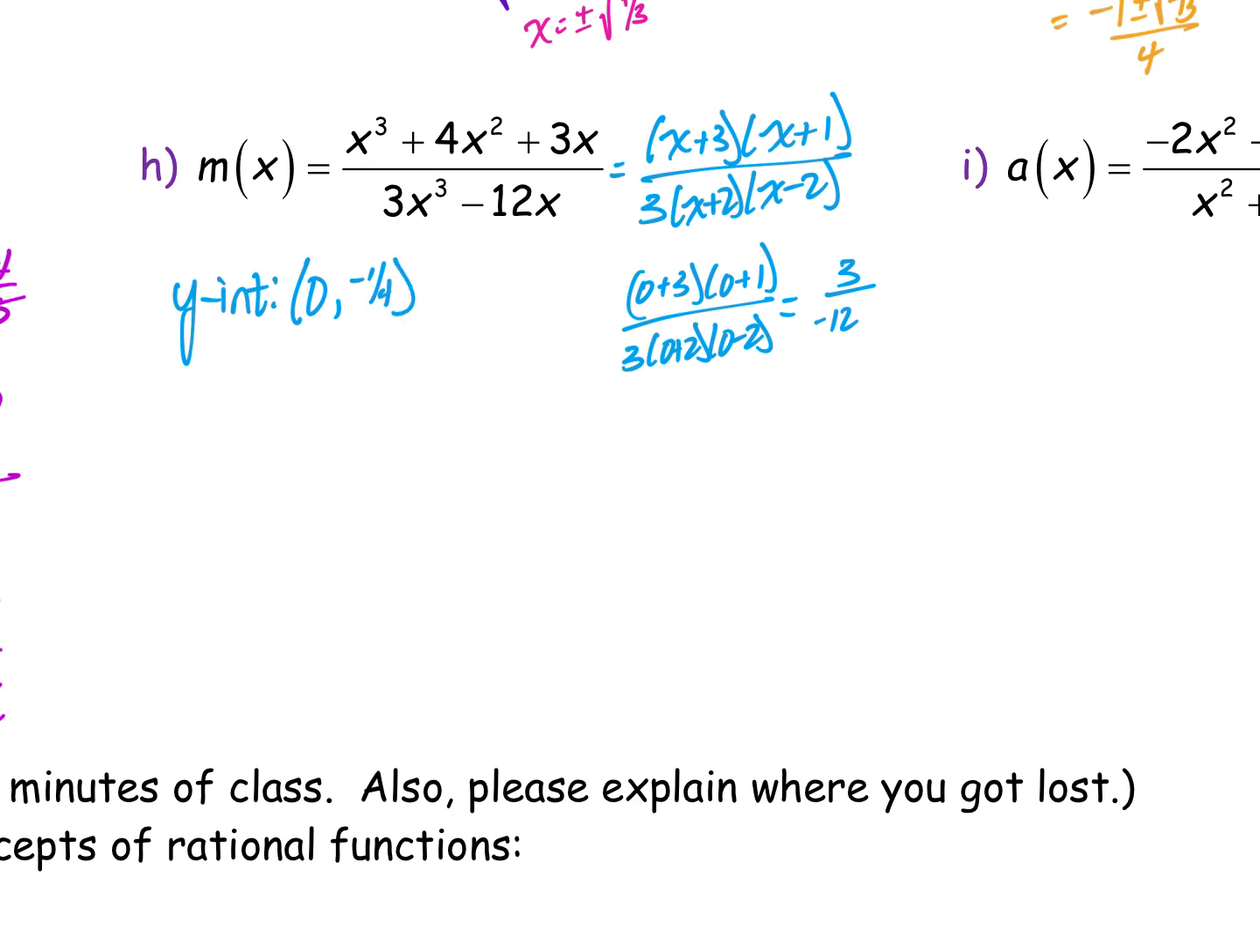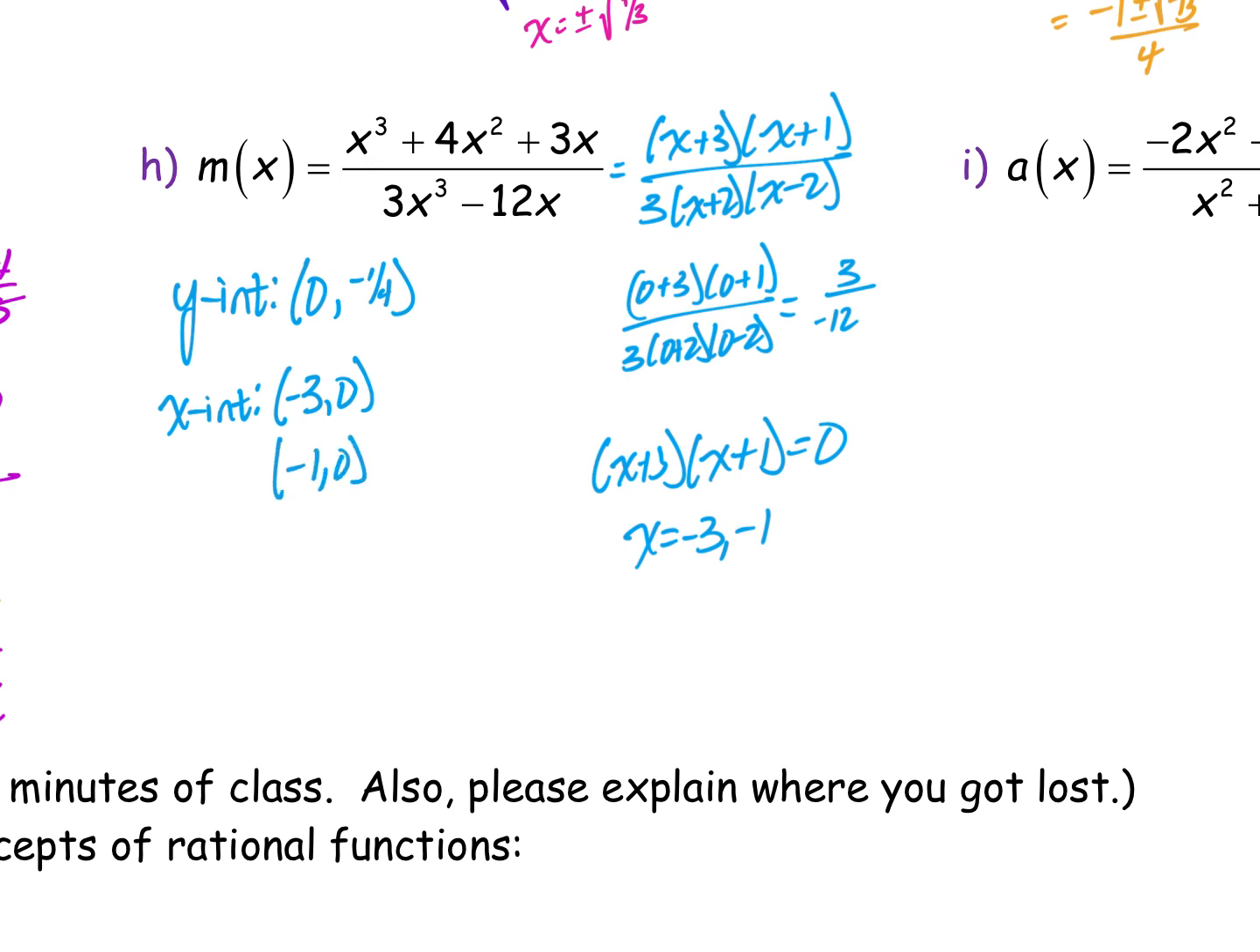Beautiful. Okay, y-intercept, x-intercept. Set your numerator equal to 0, so x plus 3 times x plus 1 equals 0. So x is going to be negative 3 and negative 1. So I've got, let's see, negative 3, 0, and negative 1, 0.